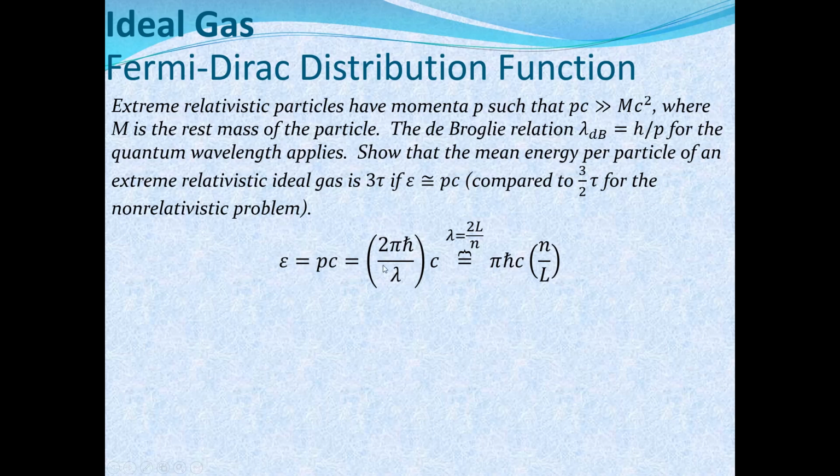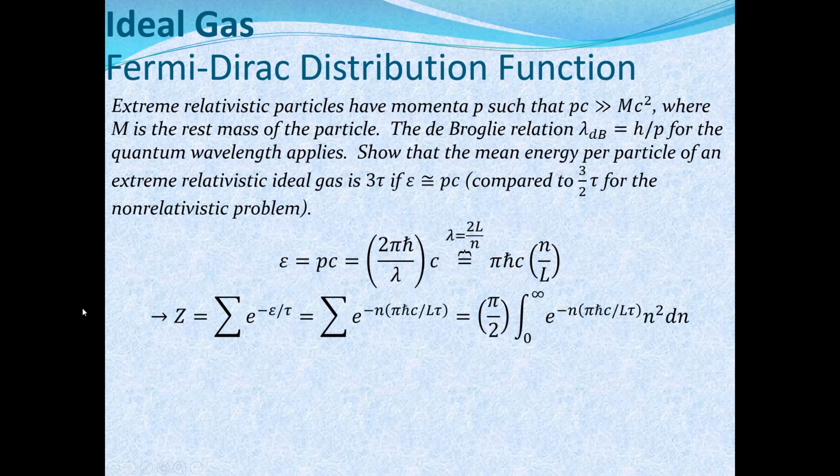So we just do the same thing, except we're going to replace that h with h bar, and we end up having this. Then we can also replace lambda with 2L over n, pretty much the equation for a standing wave wavelength. And we end up getting this equation right here.